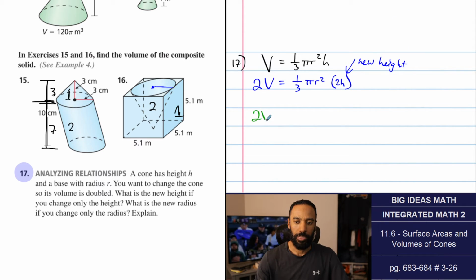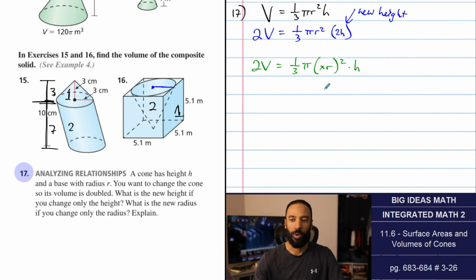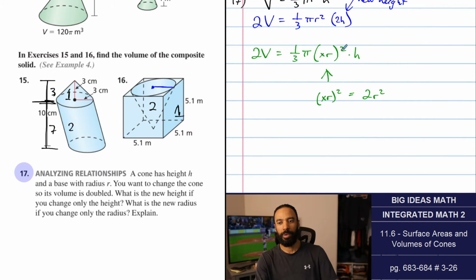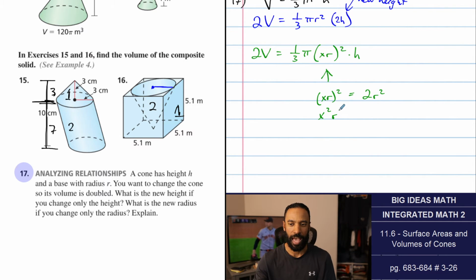Now, if I want to double the volume by doing something to the radius only, this one gets a little bit trickier because it's something that's squared. I'm just going to put an x in here to begin with, xr squared times height. I want xr squared to give me 2r squared. I need to make sure that whatever I plug in for x, that after I square it, it gets doubled. So let's go ahead and expand that portion. x squared r squared equals 2r squared.